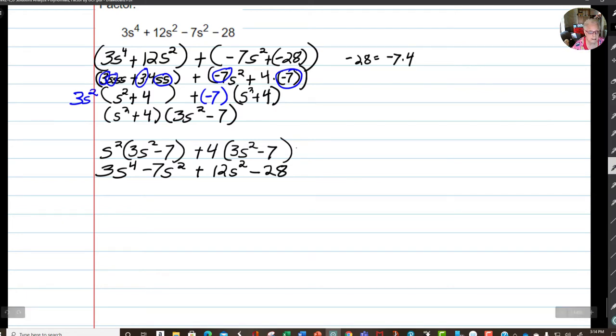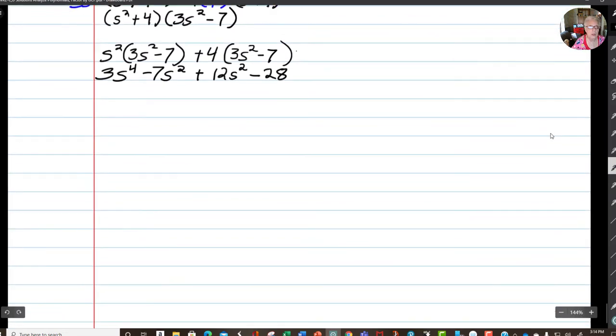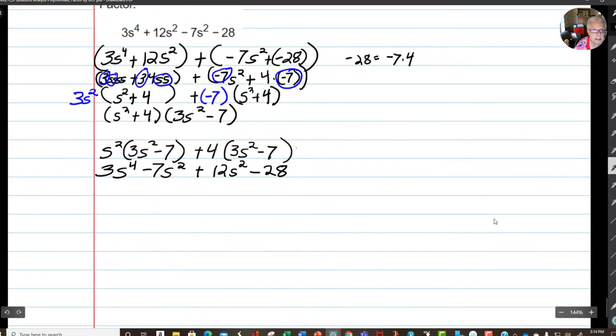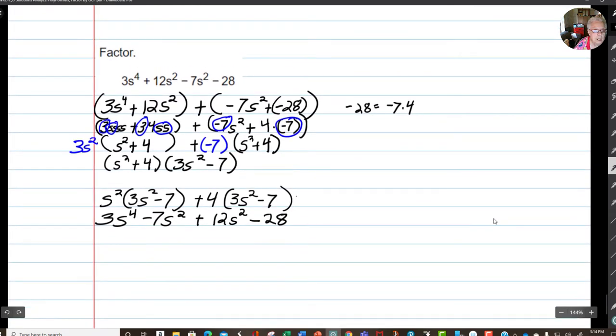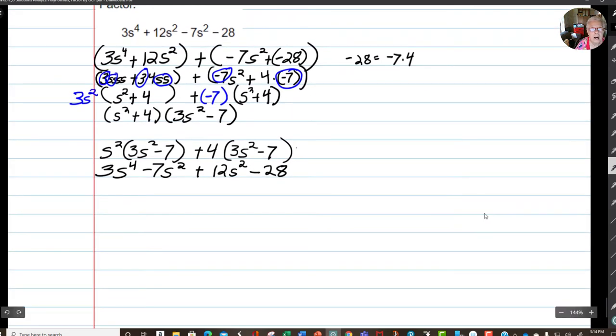Now, look at this. We can combine two terms. Oh, dear. But first, look at that. We could have started off with 5s squared and then split it apart into 12s squared minus 7s squared. That's what we're going to do next. Hint, hint. Spoiler alert.